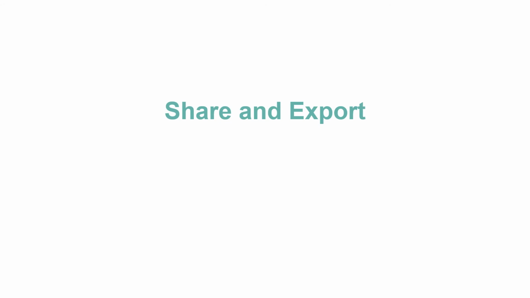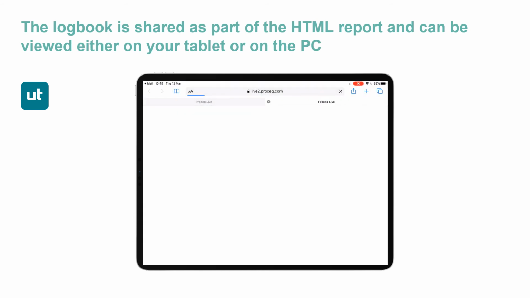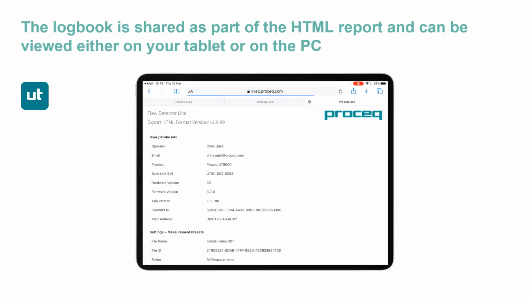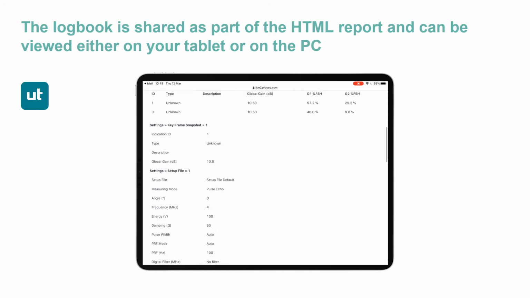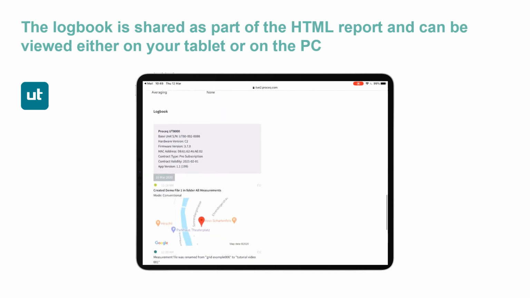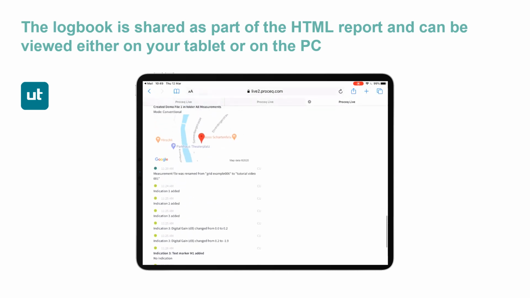Next, we'll have a look how to share and export this logbook. The logbook is shared as part of the HTML report and can be viewed either on your tablet or on the PC. You'll see I've got an email here of the HTML report. I'm going to click on that. That'll bring me to the Proceq Live cloud, where I can view that particular data, including all the settings. And then at the end will be the logbook, including my geolocation and all the changes I made, including the voice note and the like.